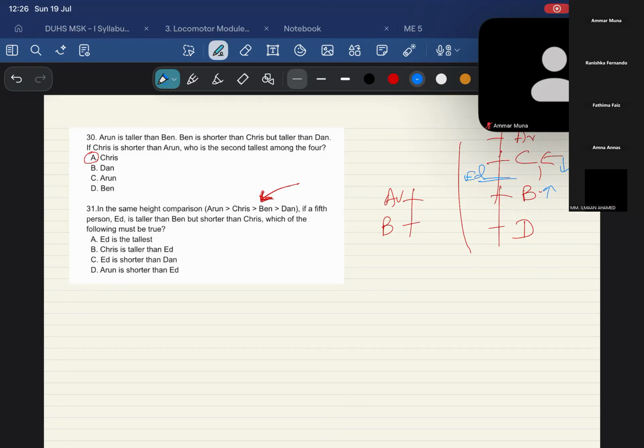So Ed is the tallest. It's wrong. Chris is taller than Ed. It's correct. Ed is shorter than Dan. It's false. Arun is shorter than Ed. That's false as well. So the answer here is B. Chris is taller than Ed. So I hope that's clear as well. Let's move on to our next question.